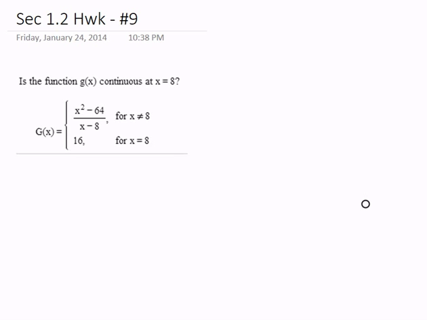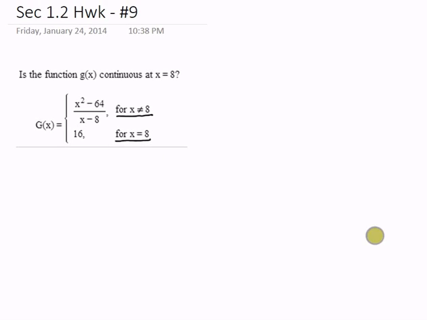This video is for section 1.2 homework problem number 9. It asks whether the function g of x is continuous at x equals 8, and this is a piecewise defined function. Notice that it has a different value for x not equal to 8 than it does for x equal to 8. Really, with these questions about continuity, we really have three criteria.